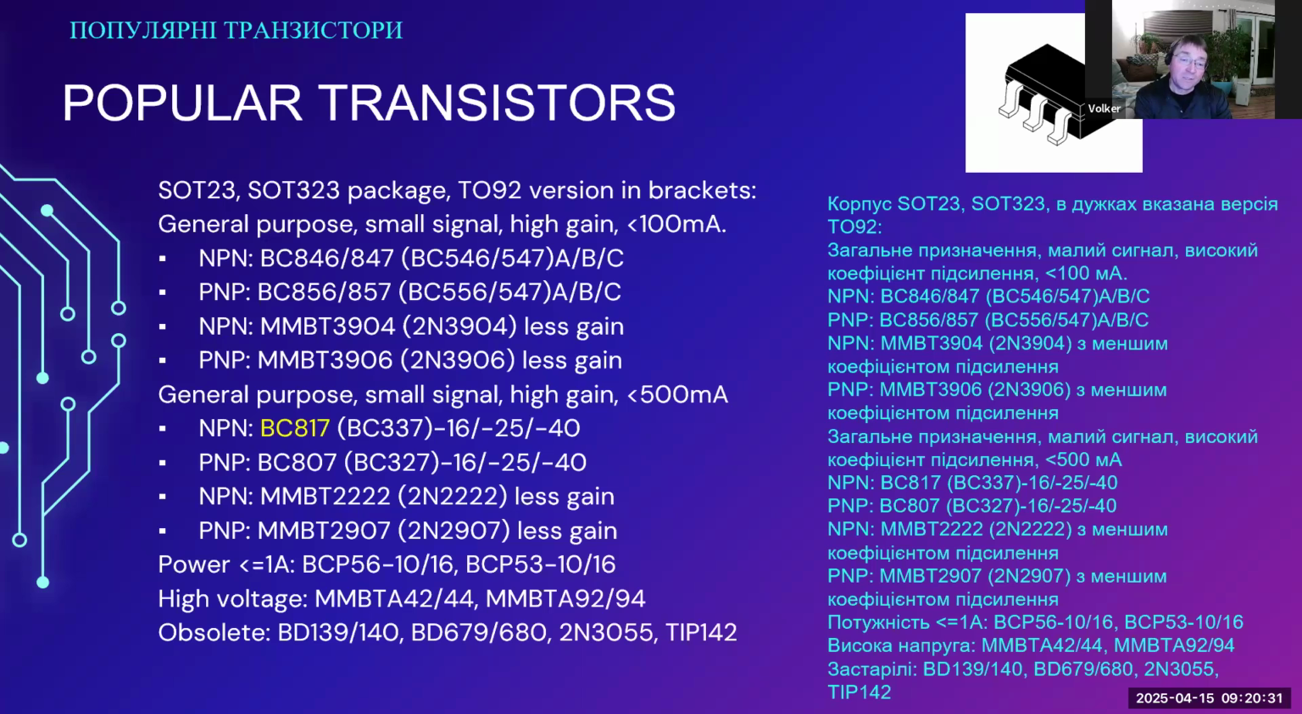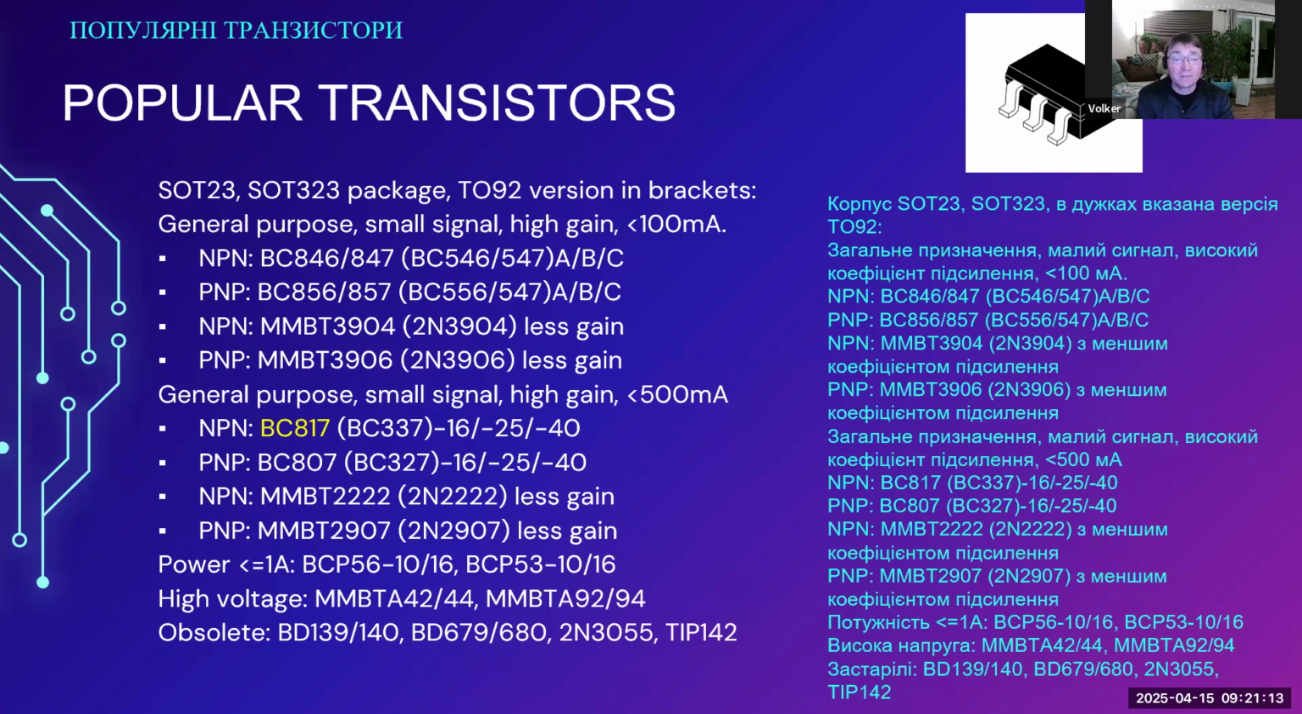The complementary, the PNP transistors, the North American typical transistors, MMBT3904. The through-hole version is the 2N3904. The PNP version, the 3906, has a little bit less gain than the BC846s or 847. They're kind of older designs. However, each of those types should be available for very, very cheap at a local store in your city.